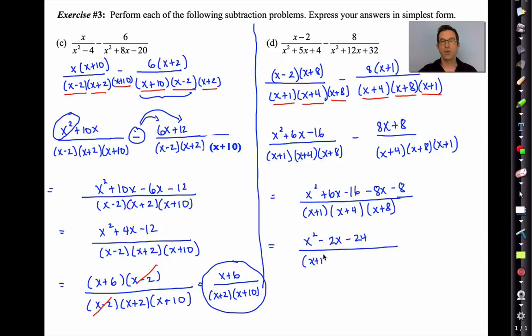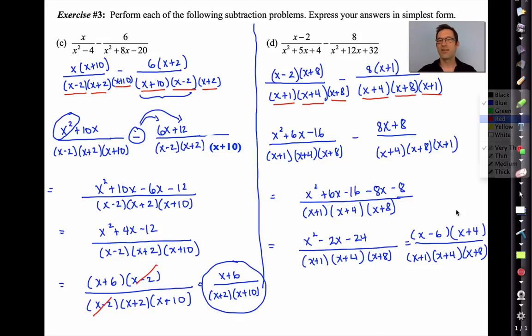Divided by x plus 1 times x plus 4 times x plus 8. All right, at that point, the only question is simplifying. So let's factor that numerator if we can, and we can. That will factor as x minus 6 and x plus 4. Think about it a little bit. Yep. Divided by x plus 1 times x plus 4 times x plus 8.